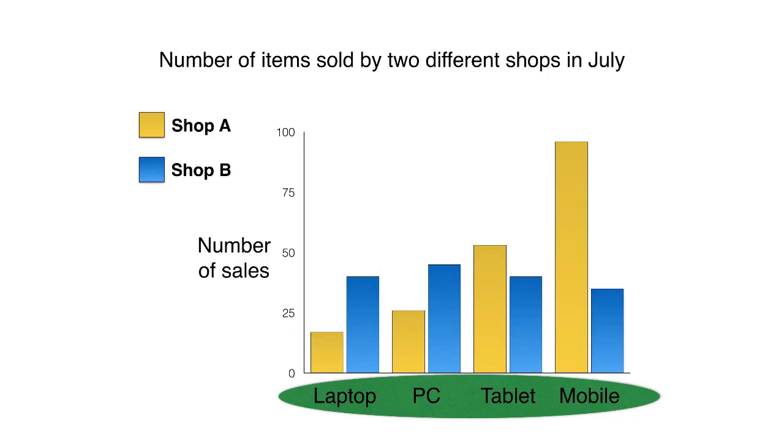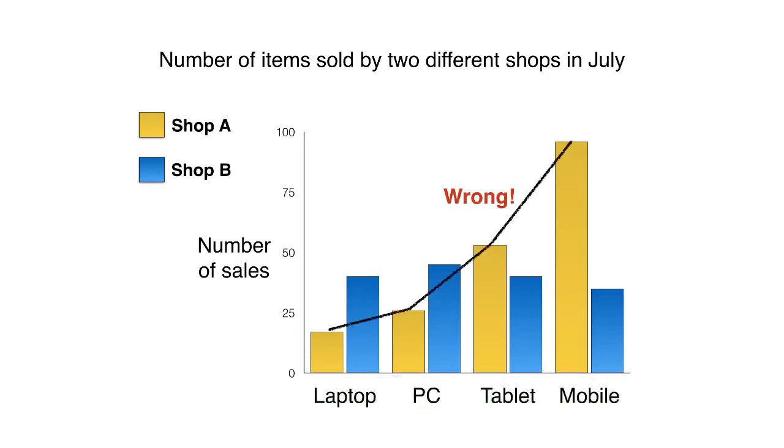If you drew a line like this, it would be wrong. You can't say laptop increases to PC or tablet increases to mobile. We can't talk about changes over time here. What we can do is compare A and B, Shop A, Shop B, for one item. So compare those two, you would say something like the number of laptops sold was in Shop A and in Shop B.